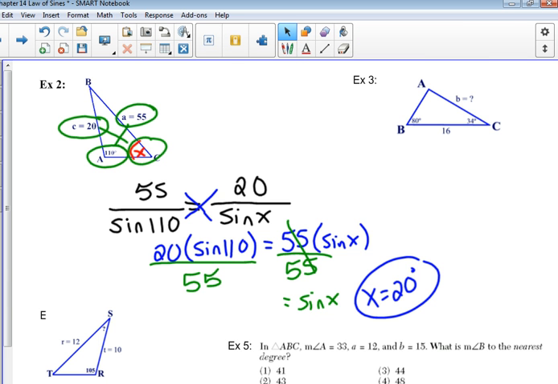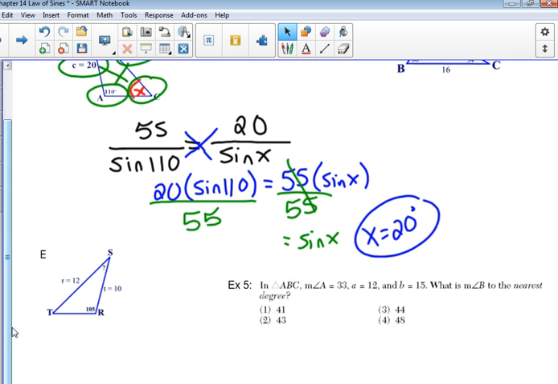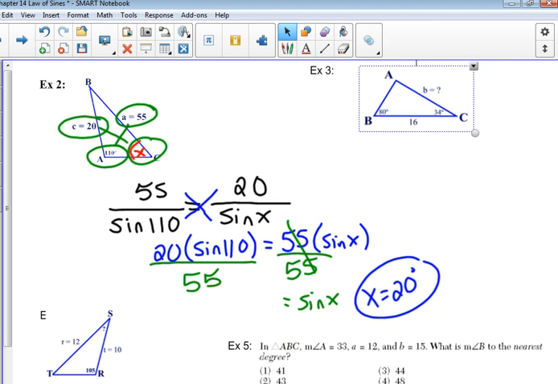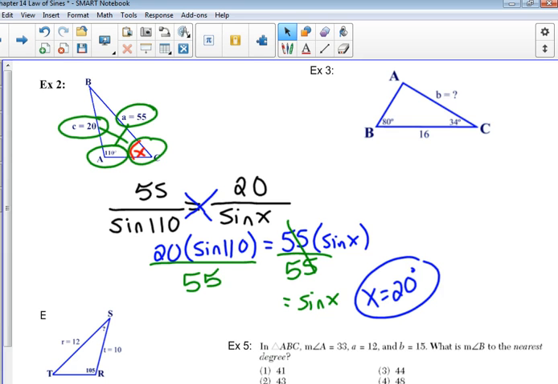Alright. Okay, I think we're ready for some challenge problems here. Example 3 and 4 are pretty tricky. So take a second, don't yell it out. I want you guys to think about example 3 a little bit, because it is different than what we've been doing.